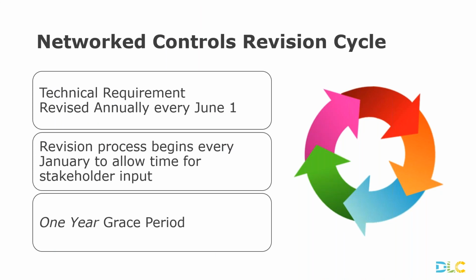Now, because network controls are evolving so quickly, we update the technical requirement every year. We've just begun that process that will be finalized in June, when all products currently on the list will need to re-qualify under the new requirement if possible. If that's not feasible, then they will have 1 year's grace period to remain on the list under the old requirements before either upgrading or dropping off the following June.